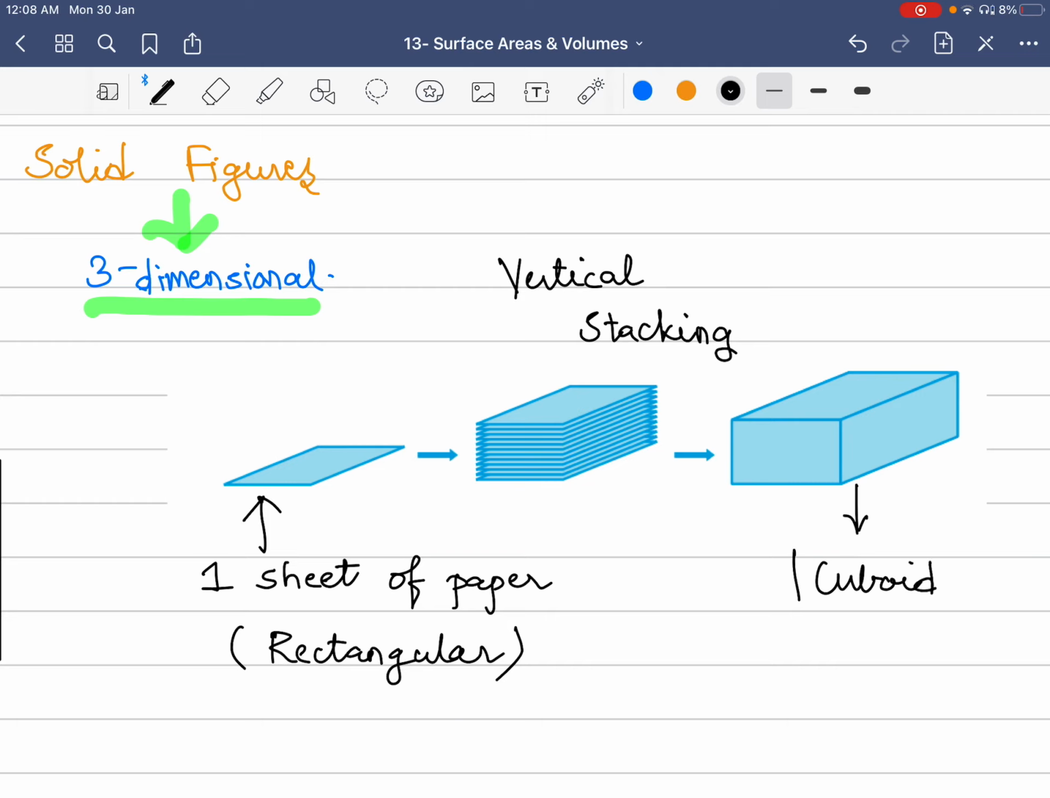So if I ask you what is the definition of a cuboid, it's very simple. A cuboid is a geometrical solid figure, this word is very important, a geometrical solid figure which is rectangular in shape. It's rectangular in shape in all the directions. So this is how you create a solid figure.